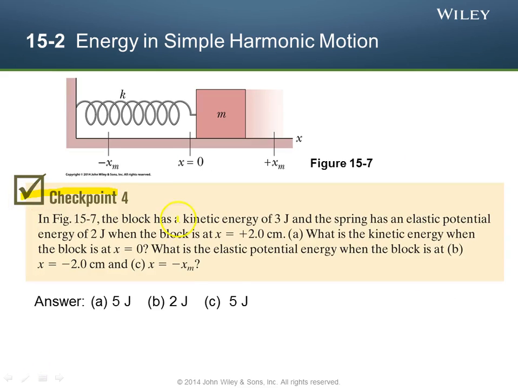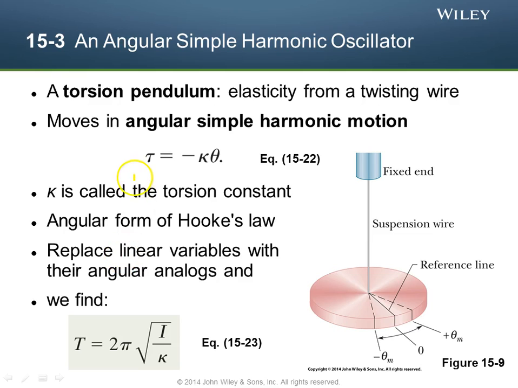Use that and take a look at checkpoint number 4 here. Something new here that we're going to look at is an angular simple harmonic oscillator. And an example of that is a torsion pendulum. And so this is using the elasticity from a twisting wire. So imagine we have this disc down here that is connected to a wire, and it just rotates slightly back and forth. And because of the elasticity and the tension of the wire, it just oscillates back and forth.